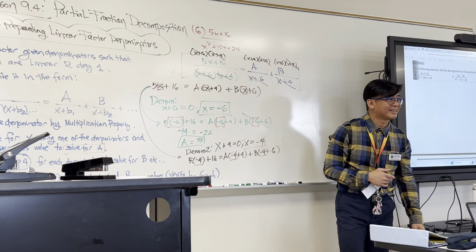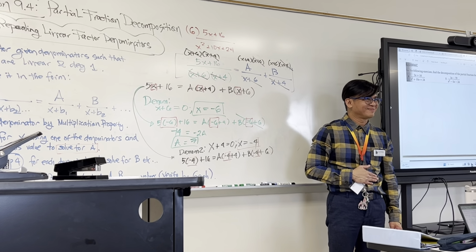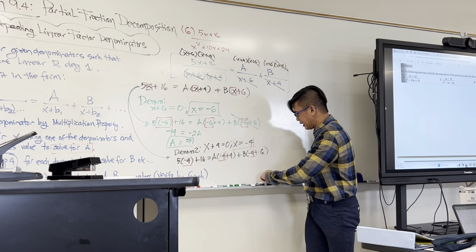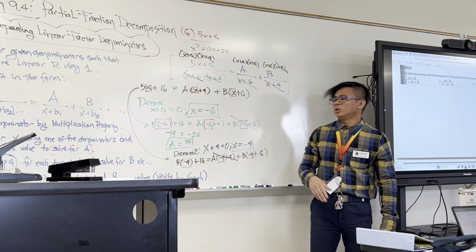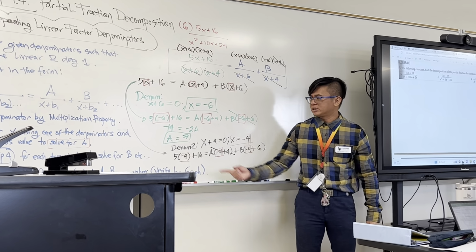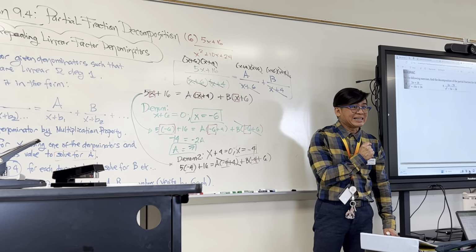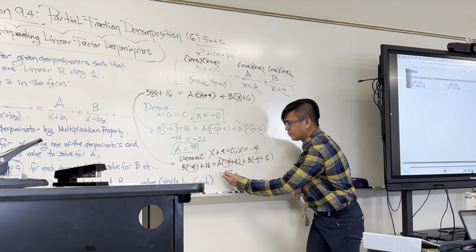In this case, which one will cancel out? The a. Very good. So the a in here will cancel out. Again, by zero product rule, what's going to be the left side? 5 times negative 4 plus 16. What's that going to be, guys? Negative 4, right? Very good.